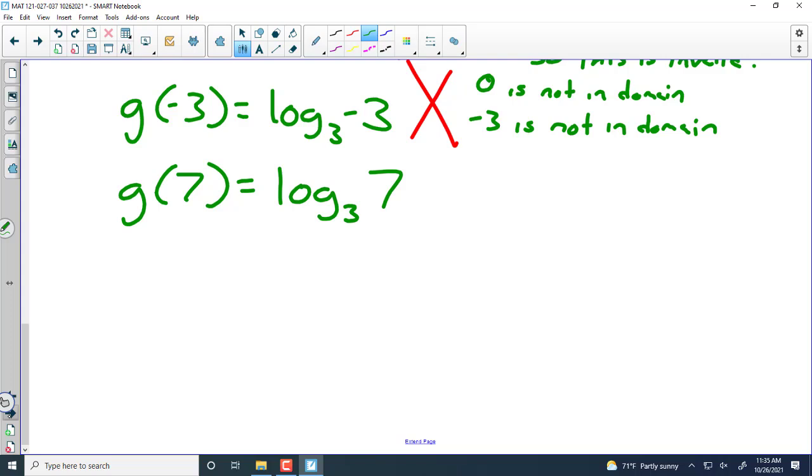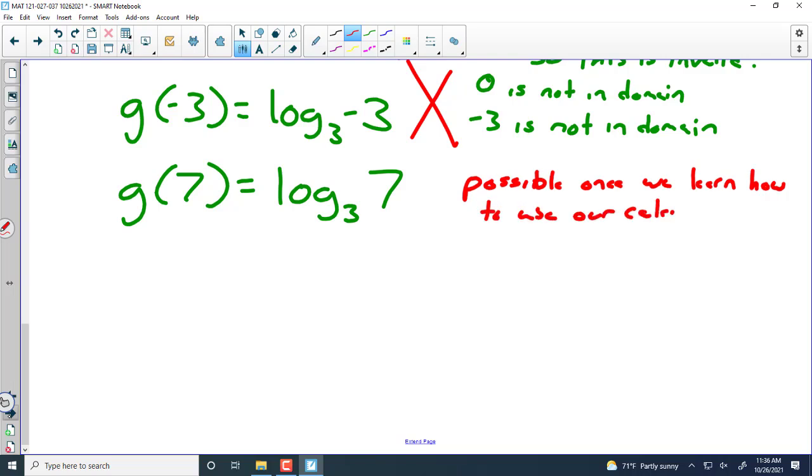This question you can answer, but this one would require technology to answer. So this one is possible once we learn how to use our calculator. That one is possible to do, just we can't do that yet without using a calculator. You might have a calculator that can do this right now, but some people don't, and I'll teach you more about this one later.